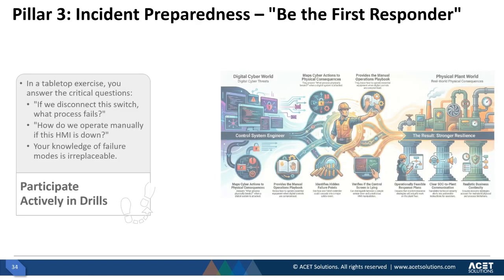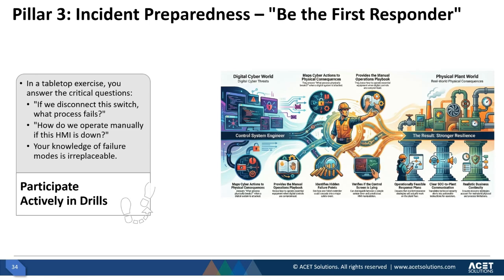And lastly for incident preparedness is the drills. It is very important. The drills are not a waste of time. They are the only way to build the muscle memory and the relationships needed in a real crisis.